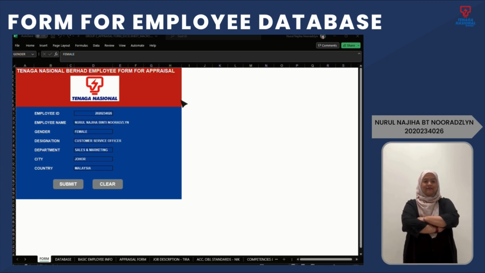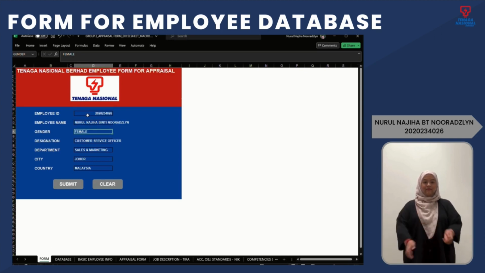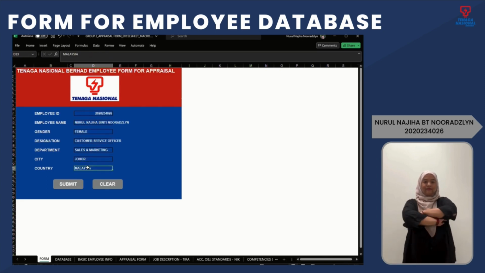So now, we go to the form sheet here. Can you see? Employee ID, employee name, gender, designation, department, city and country. The employee needs to fill each of these boxes. For this sheet, I'm using a macros formula. After the employee fills in these boxes, they submit here.